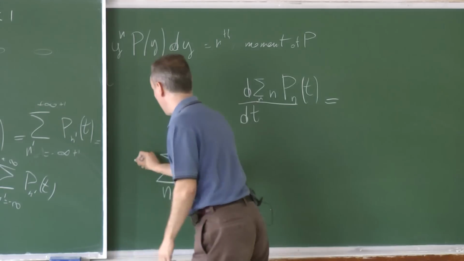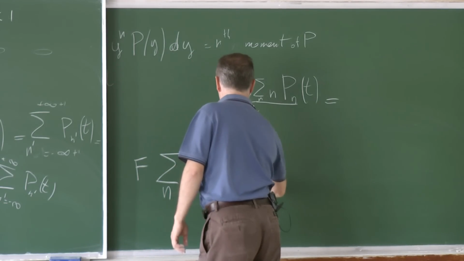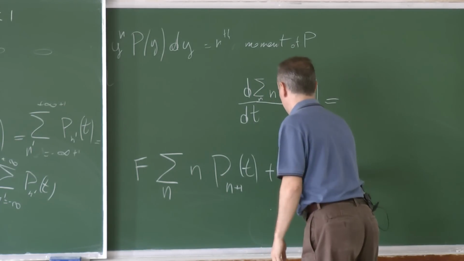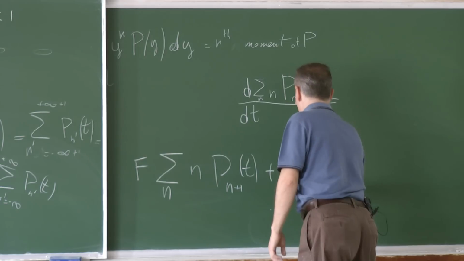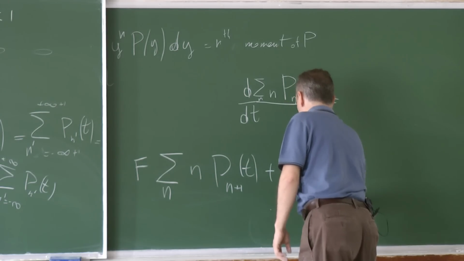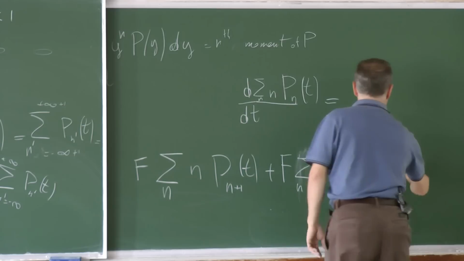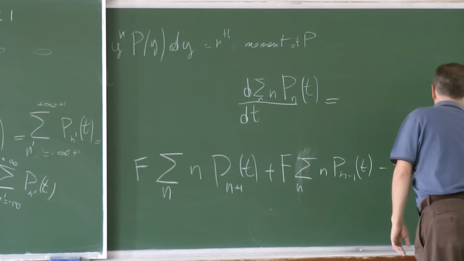And so what happens on the left-hand side, we have f sum over n P_{n+1}(t). Well, let me just do it in the simple case. So plus f without the delta, f sum over n P_{n-1}(t) minus 2f sum over n P_n(t).